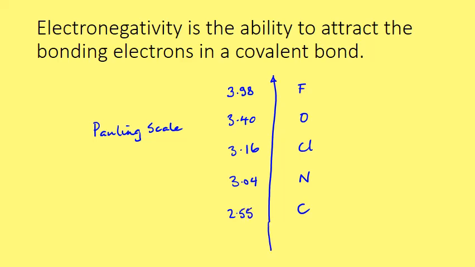And hydrogen is also interesting. 2.20 is the Pauling scale reading for hydrogen. And the point to notice, I suppose, is that the difference in electronegativities needs to be about 0.4 before you start getting a noticeable movement of electrons.